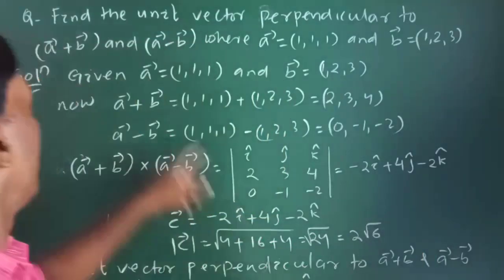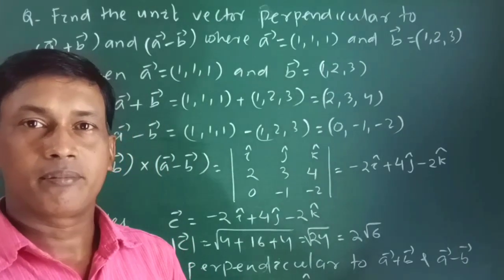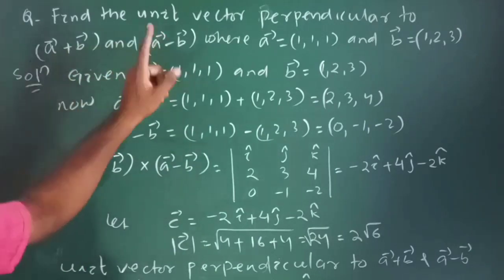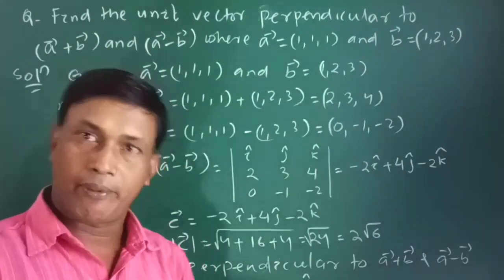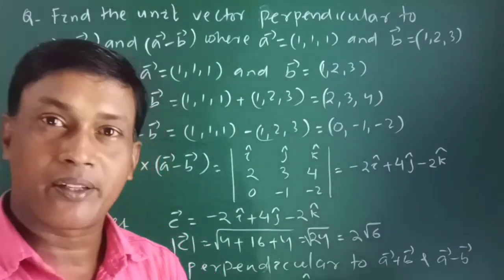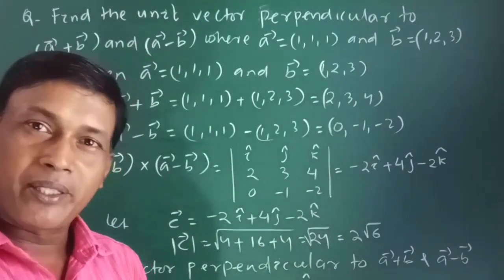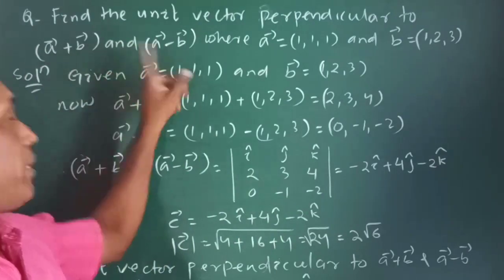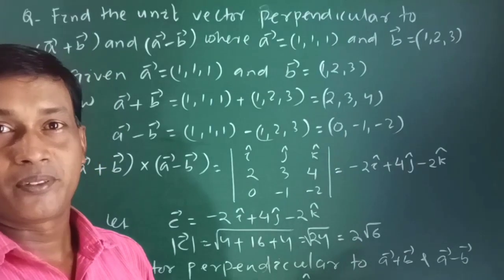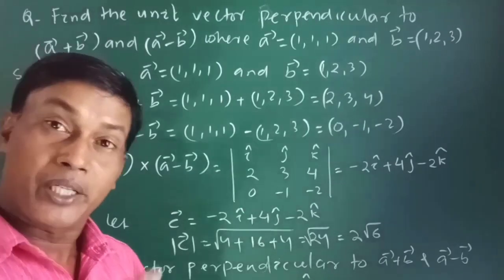Another question is here, find the unit vector. Unit vector means vector by magnitude, perpendicular to A plus B and A minus B, where A vector and B vector are given. You have to find a vector, a unit vector, which is perpendicular to A plus B and A minus B. The unit vector perpendicular to these two vectors means that vector is in the direction of the perpendicular vector to these two. You want to find the unit vector.